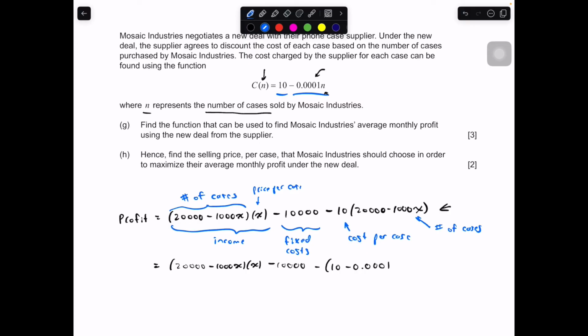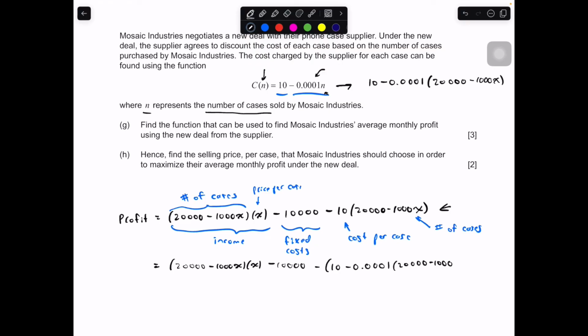So $10 minus 0.001 times the number of cases, which is given by 20,000 minus 1,000x. So that's a good challenge. 0.001 times 20,000 minus 1,000x. Jeez. That's the cost per case.